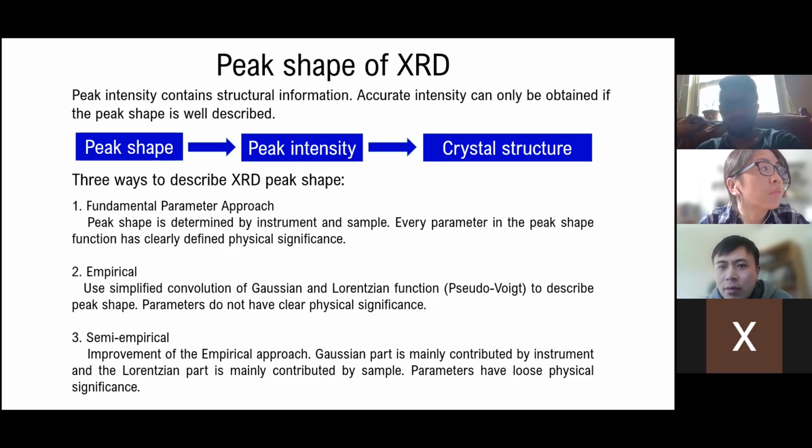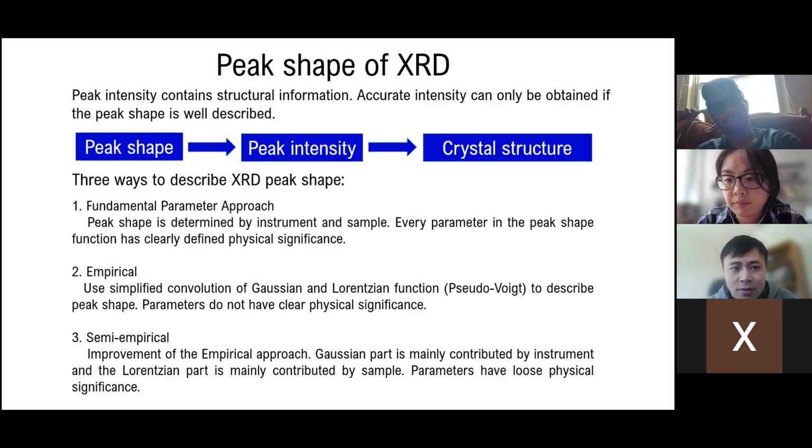So the true physical origin of why we need to understand the peak shape accurately is specific to X-ray diffraction and has a lot of background. We will not elaborate at this point, but I hope you can keep in mind that it is something specific to X-ray diffraction.